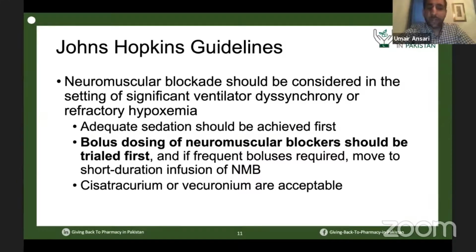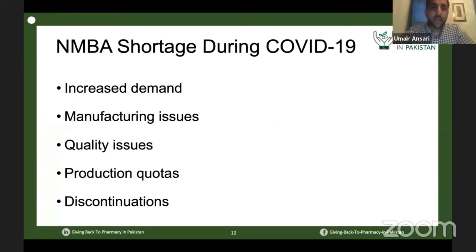Obviously, these recommendations were made. However, we can't predict drug shortages, and that is what leads to my next area of discussion: what happens if you have an NMBA shortage during COVID-19. This can happen for various reasons.